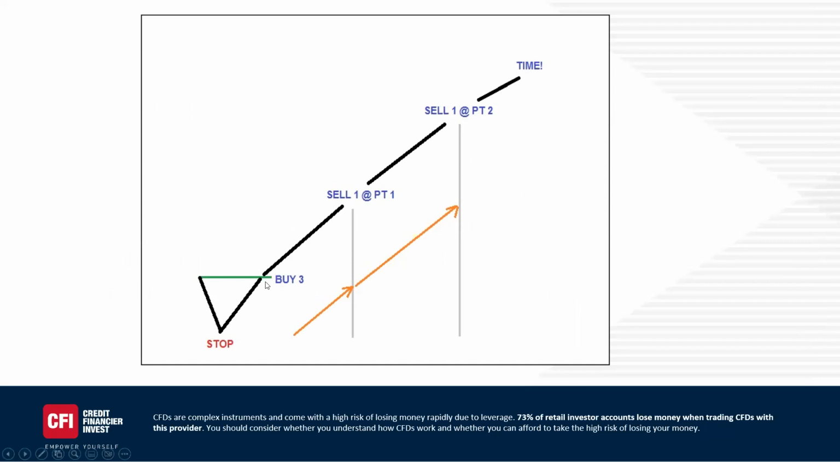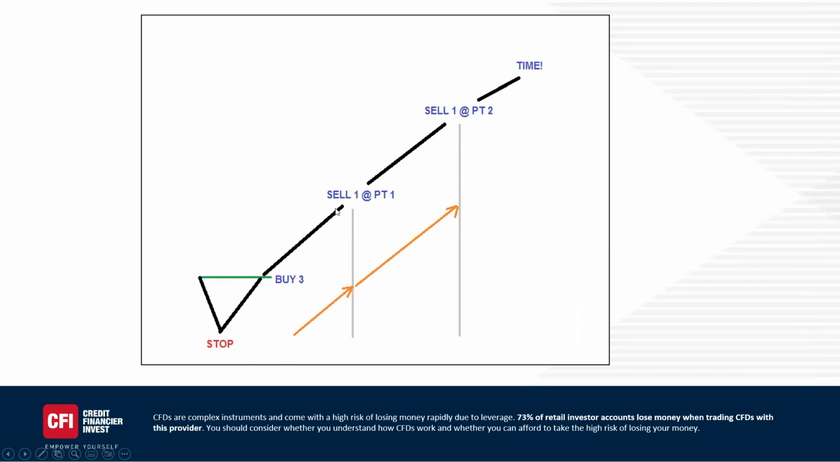So I'll be buying the break of this green line here. This represents where the TNT bar's high is. So I'll be buying here 3 units, and I'll be putting my stop under the low of the TNT bar. So that is my risk amount in pips.